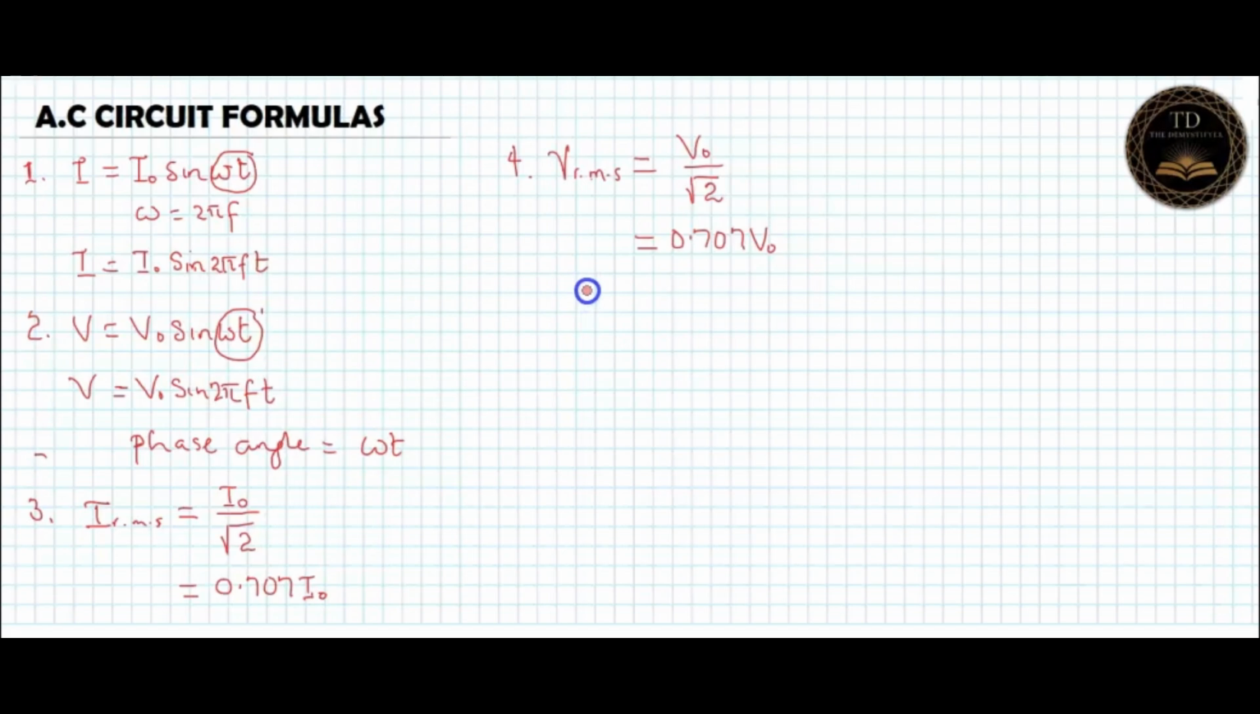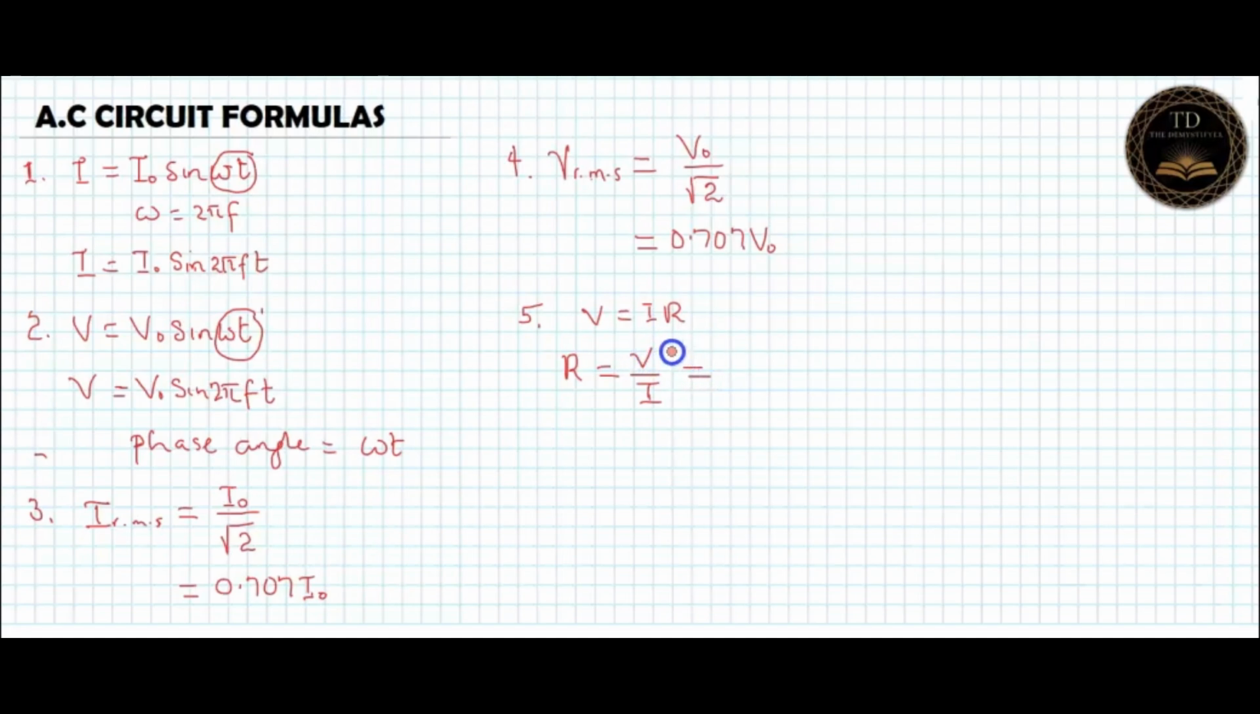Now the next set of formulas I'd want you to remember is when you have a resistor connected in an AC circuit. There are a few things to note there. First of all, we'll recall Ohm's law that V is equal to IR, and then R, of course, will be equal to V over I.